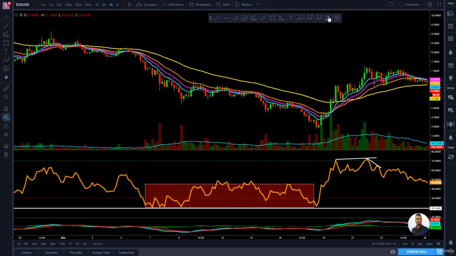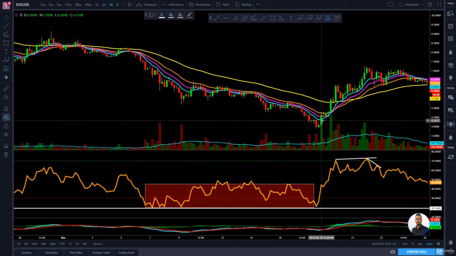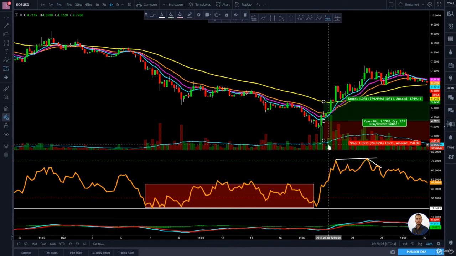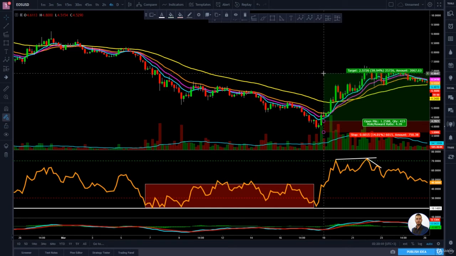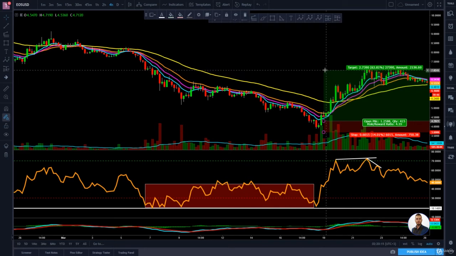I will take my long position tool right here, and I will say I entered a position right here, set my stop loss slightly below this swing low over here, and I would have sold it where it starts to bearishly diverge on the RSI. So in this trade, just respecting a few rules and simple strategies, you would have made a 64% gain.